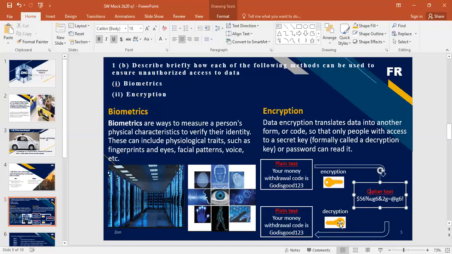So from here, you understand that biometrics deals with the physical characteristics that will be checked by the biometric system, whereas encryption deals with keys to encrypt and decrypt the data. That will help us to protect our data from unauthorized access or unauthorized users.